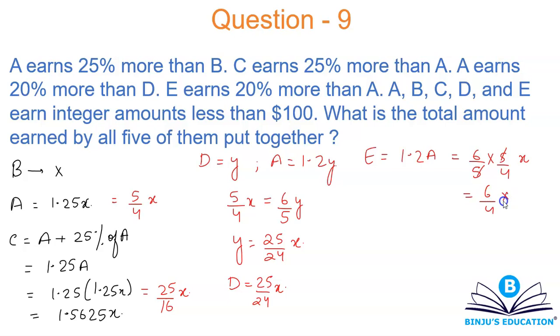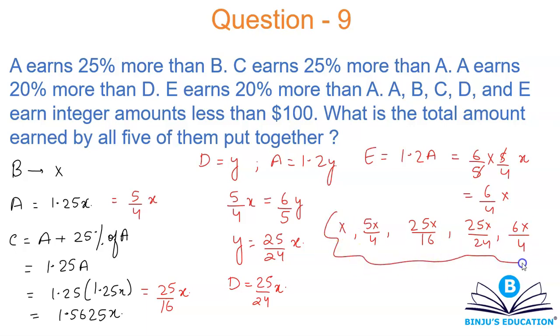Now all of them earn integer amount less than $100. So let's add them first of all. What is the total amount earned by all 5 of them put together? So I have X, I have 5x by 4. Then I have 25x by 16. Then I have 25x by 24. And then I have 6x by 4.